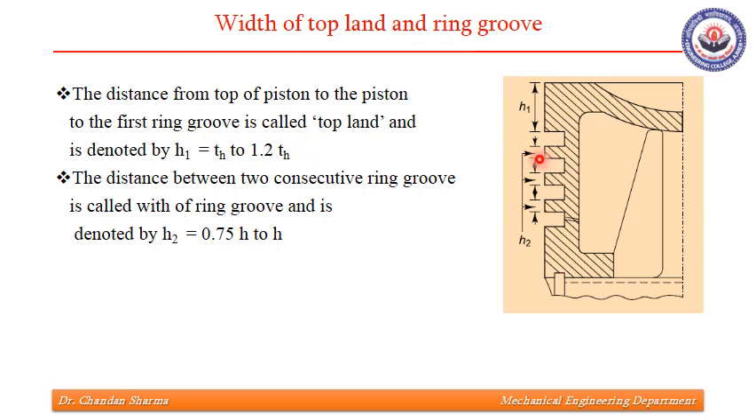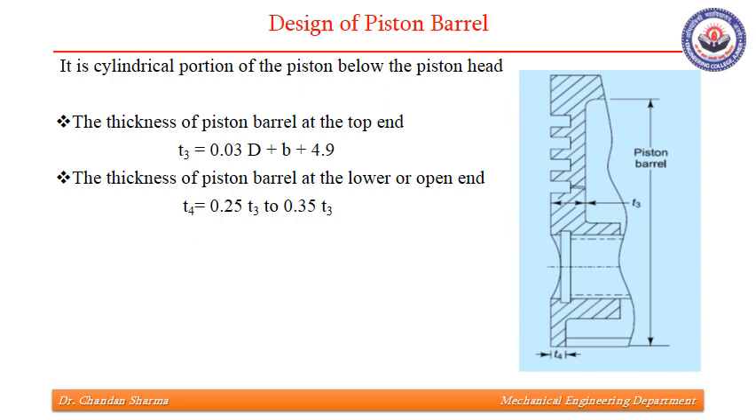Next comes distance between ring grooves. These ring grooves can be represented in the form of axial thickness, that is H. So H2 is 0.75 H, where H is axial thickness that we have found in the previous slide. Next comes piston barrel. It is a cylindrical portion of piston below the piston head. This is piston head. So cylindrical portion below piston head is called as piston barrel.